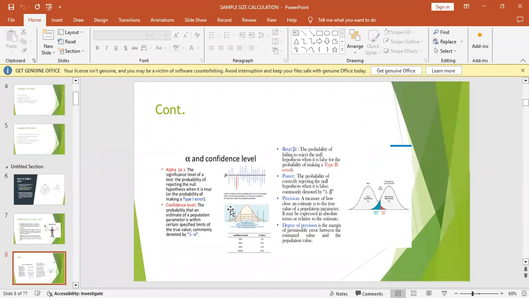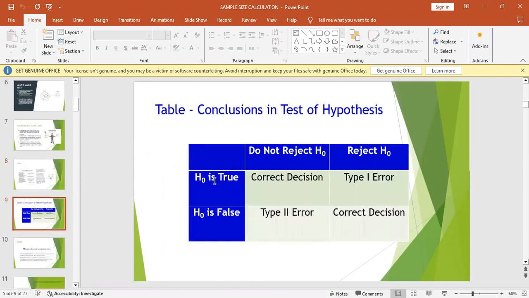that an estimate of a population parameter is within certain specified limits of the true value. It is commonly denoted by 1 minus alpha, and the power is correctly rejecting the null hypothesis when it is false. It is denoted by 1 minus beta. Now, if the null hypothesis is true and we reject it, it makes a type 1 error. And if the null hypothesis is false, but we do not reject it, then it makes a type 2 error.